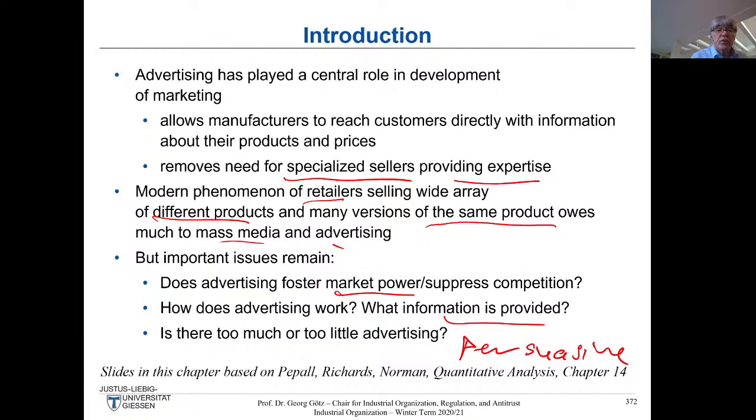And closely related to this character of advertisements is whether we have too much or too little advertising. If it's persuasive and a bad thing, we would probably think that it's too much, but if it's informative, it might also be too little. That will be another part we go into today: firms might have an incentive to not give you too much information, because the better informed consumers are, the more competitive the market is, in a sense.